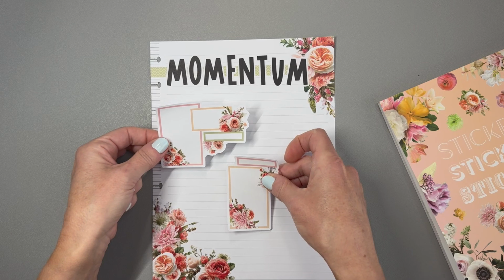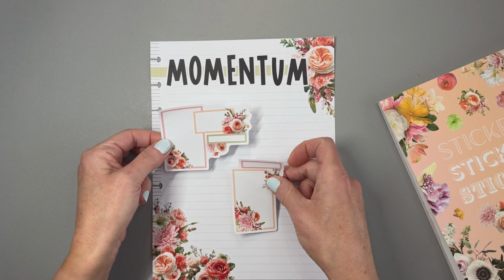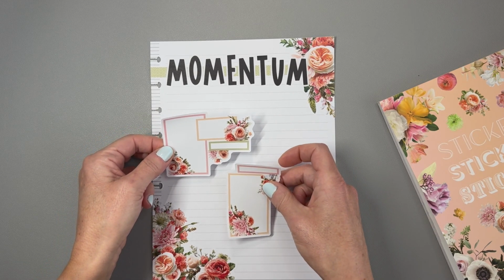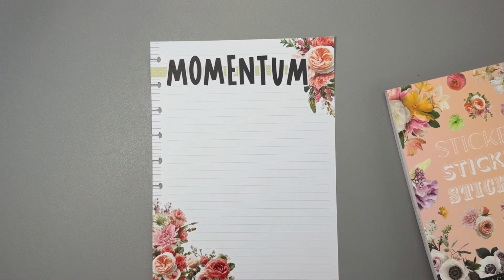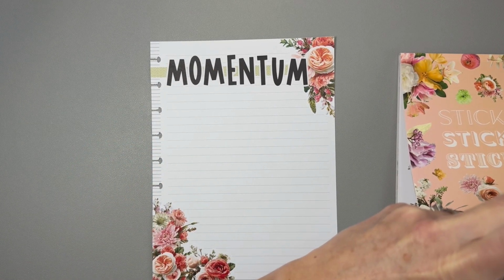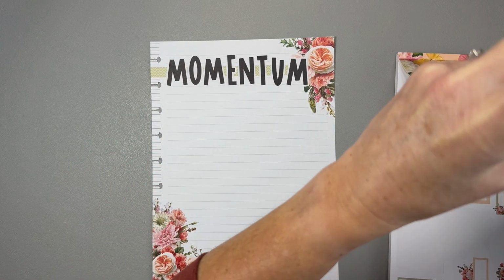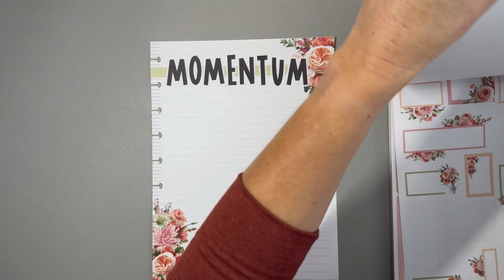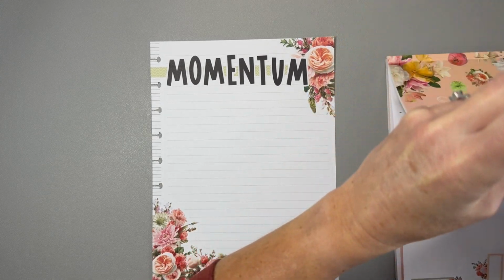So we're going to put 4 of these boxes on the page, and that's where I'm going to write out 4 different categories that I want to focus on in 2025 for my word of the year.